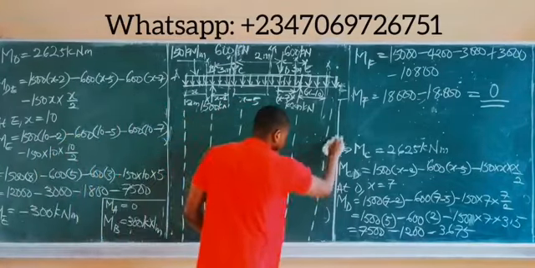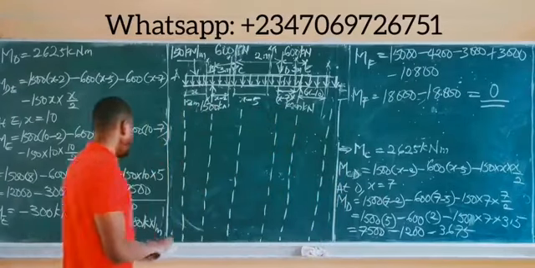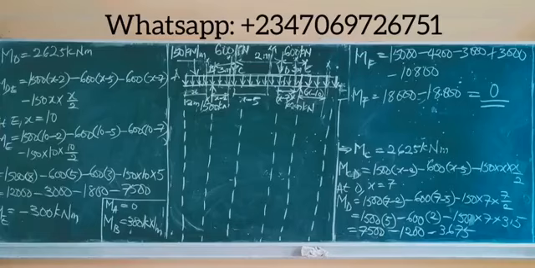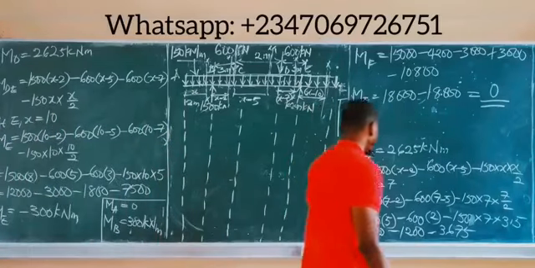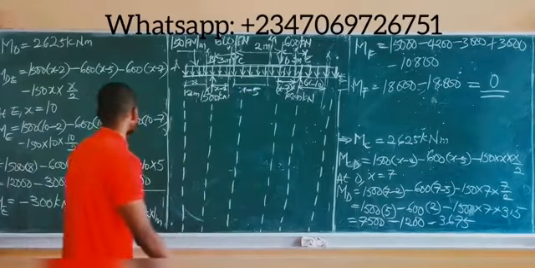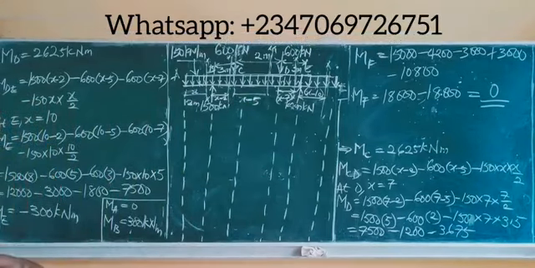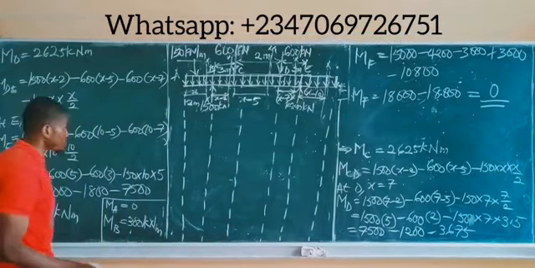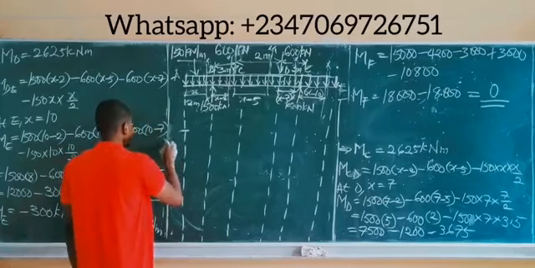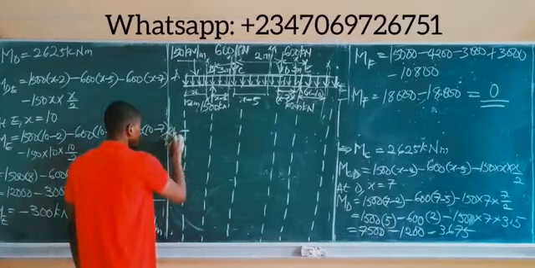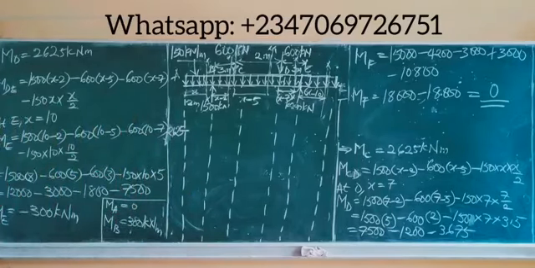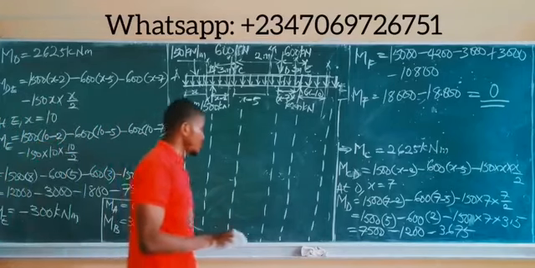Pick out our highest value from our lowest values. Moment at A gave us 0. Moment at B gave us 300 kilonewtons. Moment at C gave us 2625. Moment at D, 2625. Moment at E is minus, so 2625 actually happens to be the highest. So let's pick that value here, 2625, that happens to be the highest bending moment value. Followed by, we have 300 kilonewtons.